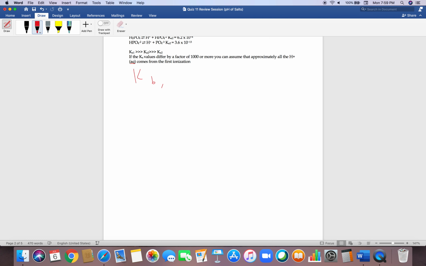When we're calculating the Kb, we want to use the smallest Ka. And this obviously only applies to polyprotic acids because that's when you would have multiple Kas.